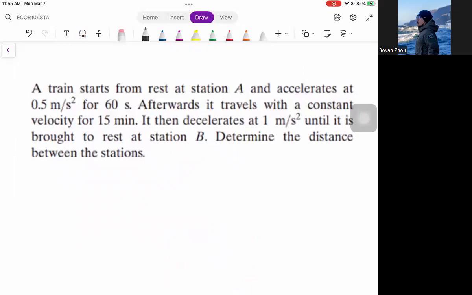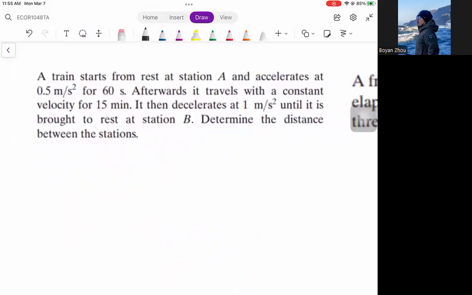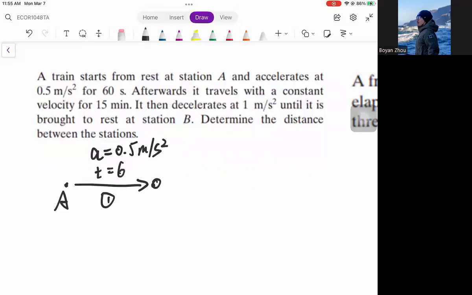So the first question, I'm just gonna draw a diagram about what's gonna happen. We have a train starting at station A, and the first segment is gonna be, I'm gonna put it like 1. In this time, the acceleration is a constant equal to 0.5 meter per second square, and the time is 60 seconds. So it's T1 or like A1.